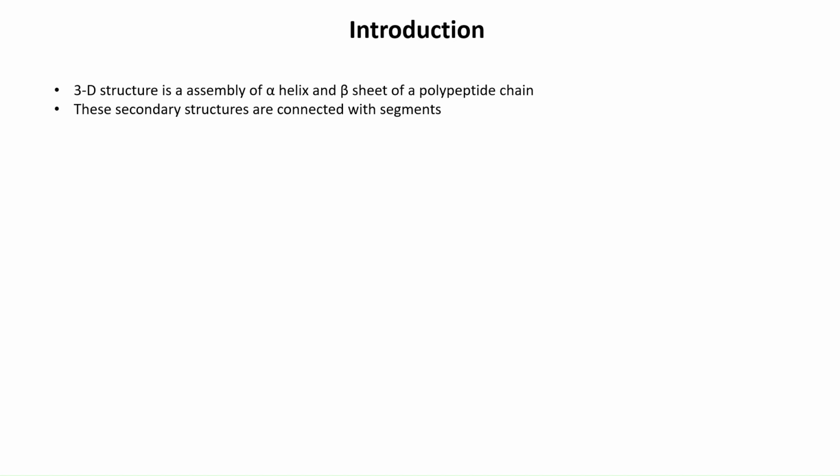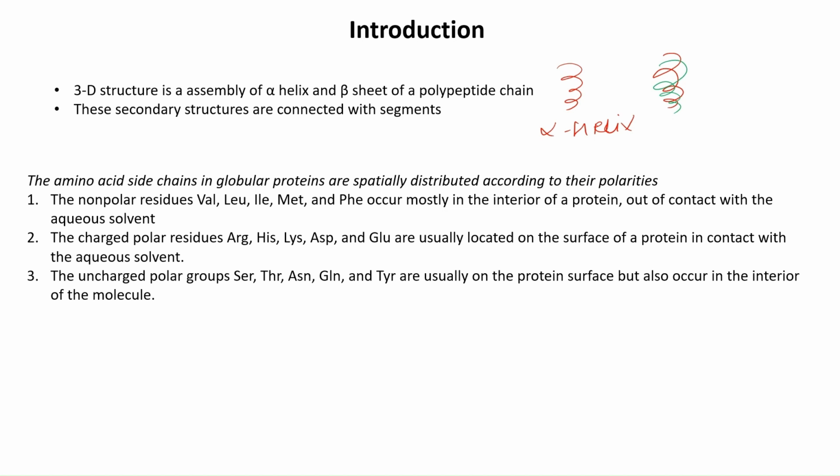For example, as we already studied, alpha helix is a 2D structure. The assembly of two alpha helices is a 3D structure. So 3D structure is an assemblage of 2D structures, and these secondary structures are connected with segments. Now, there is a difference between fibrous protein and globular protein.